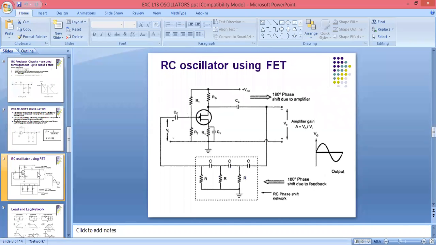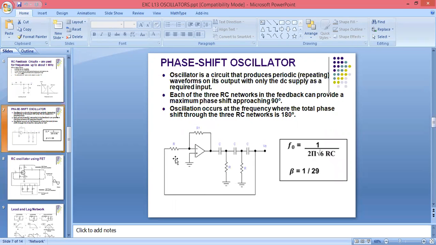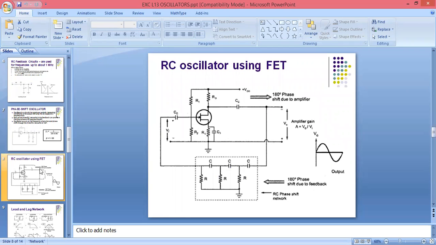So this is the circuit which we have to study in our syllabus: RC oscillator using FET. Instead of using an IC chip as the amplifier, we can build the amplifier using the MOSFET. This is the circuit of FET as an amplifier, which we have studied in our first unit. This is the RC feedback amplifier and it will give us a 180-degree phase shift at the output.